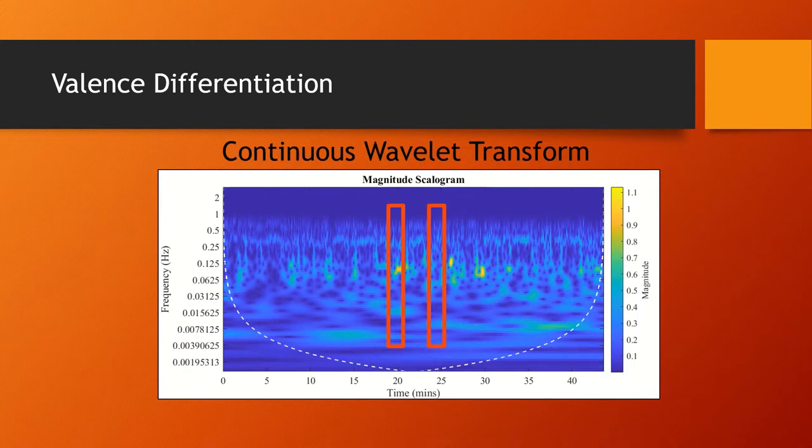A bright yellow coloration on the continuous wavelet transform represents a high magnitude of a wavelet. This means the heart rate variability's low frequency range appeared where participants tended to laugh.